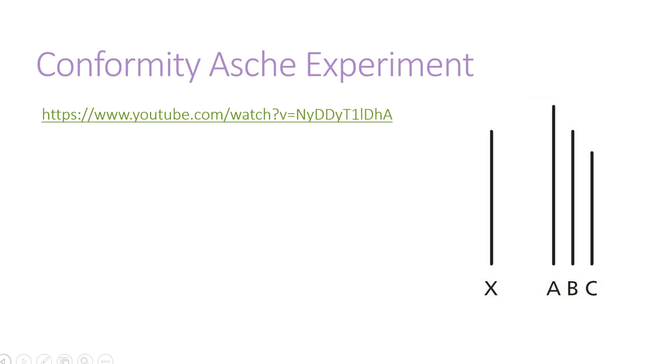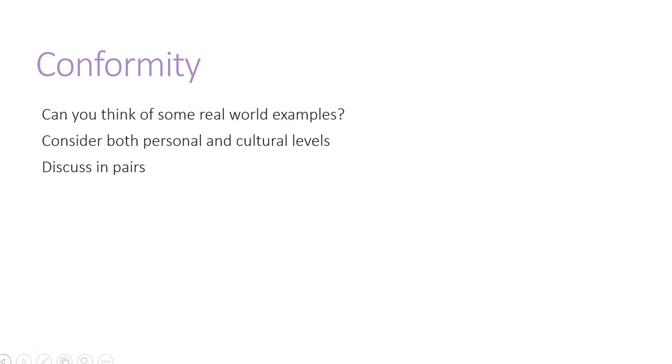I would like you to now pause the recording and watch the YouTube video that I have up on the screen. Hopefully you guys enjoyed that video and are able to understand and hopefully now be able to explain the Asch experiment and what occurred and why it occurred and the results from that. I want you now to think of some real-world examples of conformity, and I want you to consider both personal and cultural examples. I want you to discuss this with the person next to you if they have also finished watching the video, and then write down your notes in your notes for social influence.